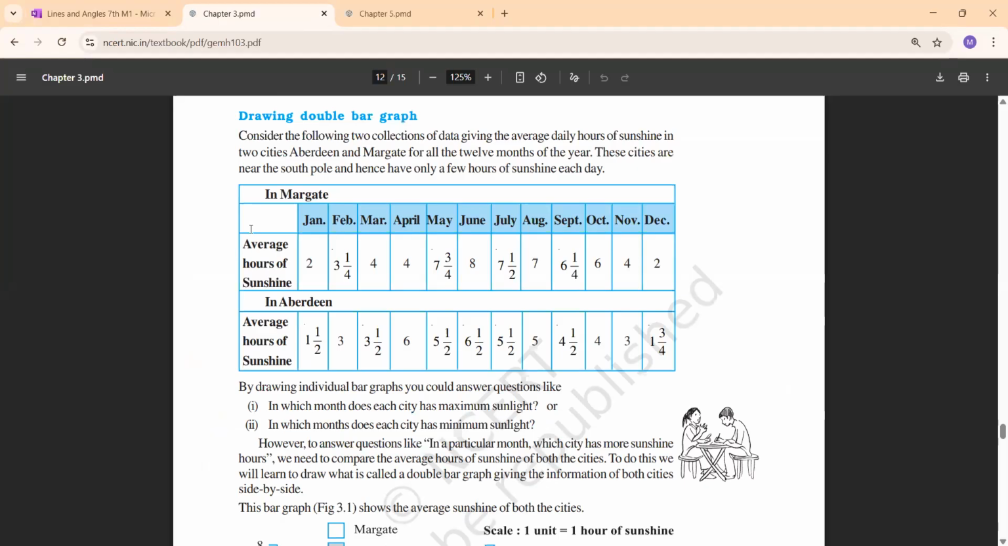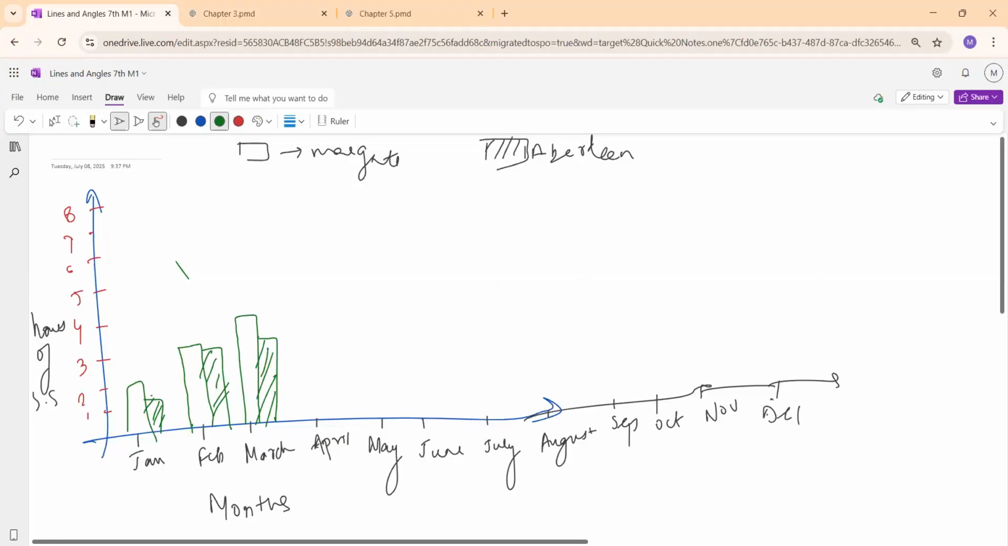Should we do this on graph paper or just normal paper? I think normal paper is fine, because graph paper is more accurate, but for practice questions you don't need to use graph paper. It's better if you do it on graph paper, but again, a wastage of graph paper. You can do it on normal paper, but in the exam you have to do it on graph paper. Graph paper is easier to comprehend.